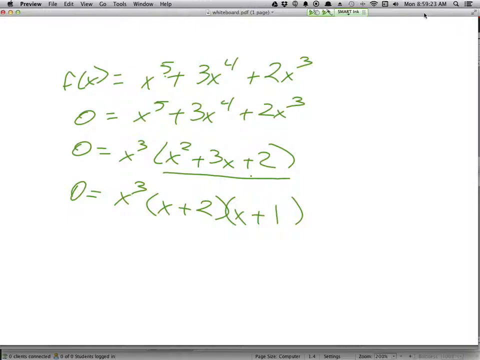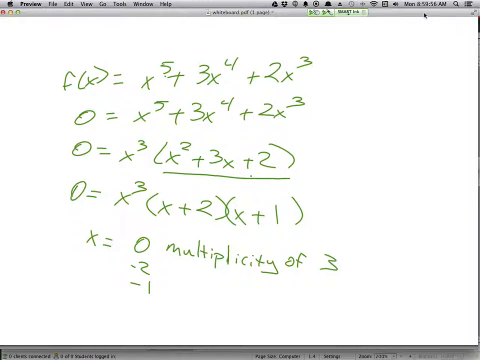Okay, once we get here, we should be able to see the zeros. What are my zeros now? -2, -1, and 0. Now, on the 0, we want to say it is a multiplicity of 3, and then we have -2 and -1. Why do you think we want to say it's a multiplicity of 3? Because of that cube. That cube tells me it's a multiplicity of 3.